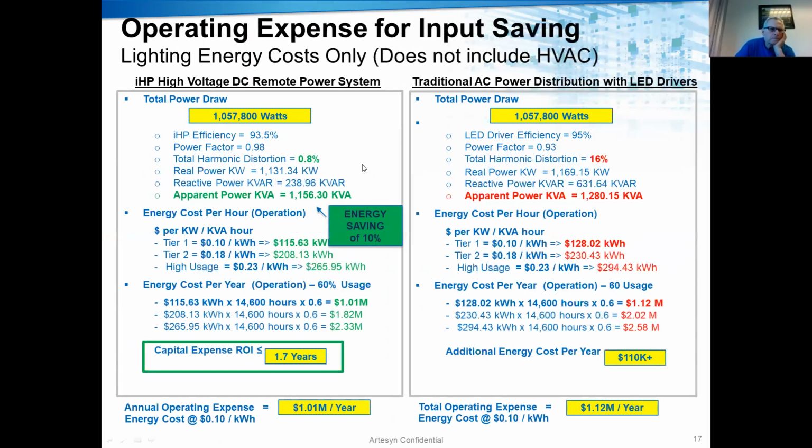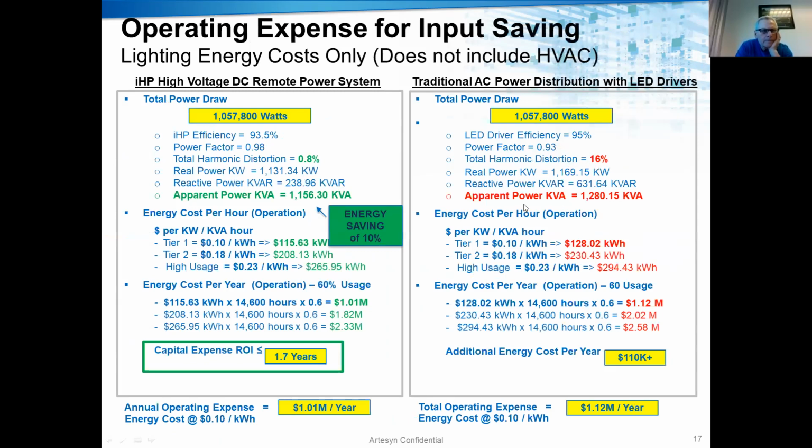And then for the energy part, just plug it into the utilities. Okay. The biggest item here that helps the centralized approach is the equipment we have: the total harmonic distortion is only 0.8%. On the drivers, they're up in the 16%.